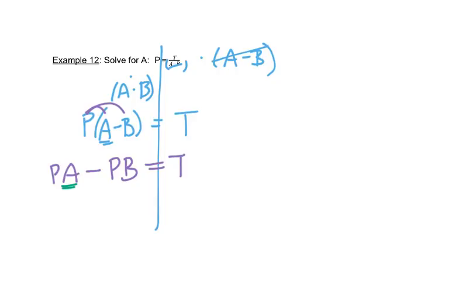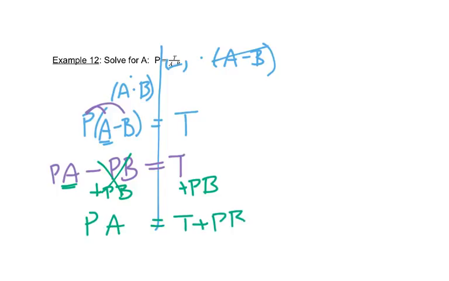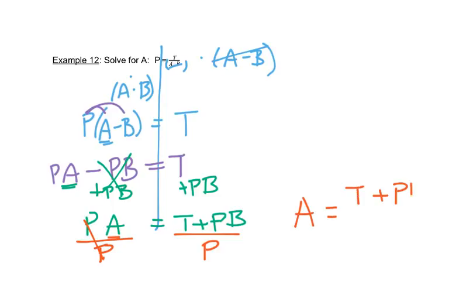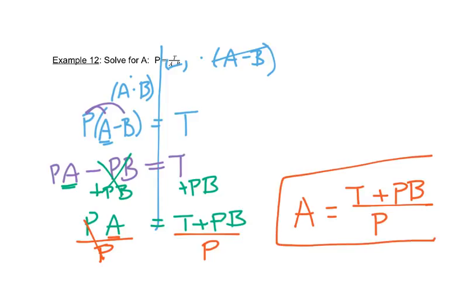And then I still want this a, so I'm going to leave it there. I'm going to move the things that don't have an a away from it. So now I have pa equals t plus pb. And then finally, if I want a by itself, I can divide by the p that's in front of it. And when you divide, it has to be the whole side. So we get a equals t plus pb over p. You can't cancel out those p's because the p on top is part of an addition problem.